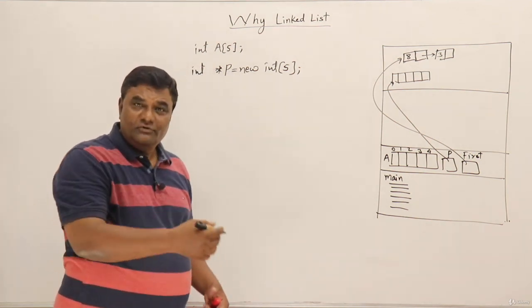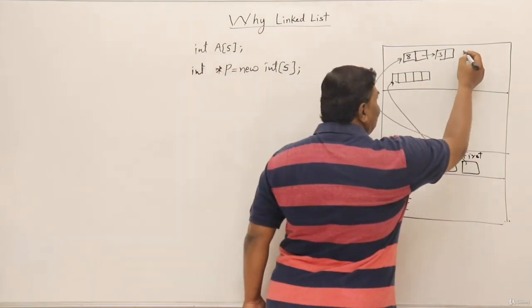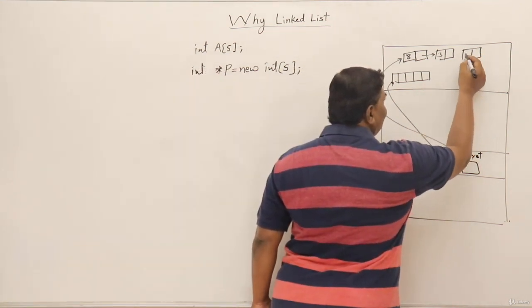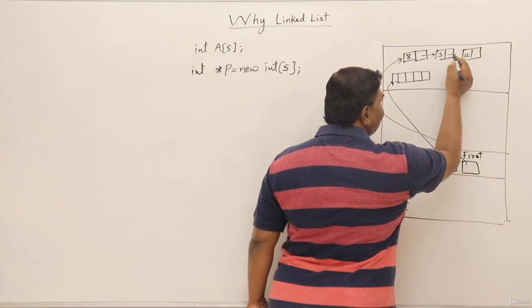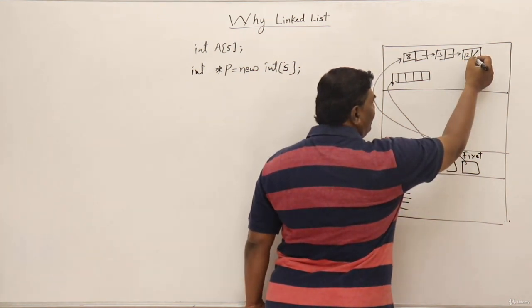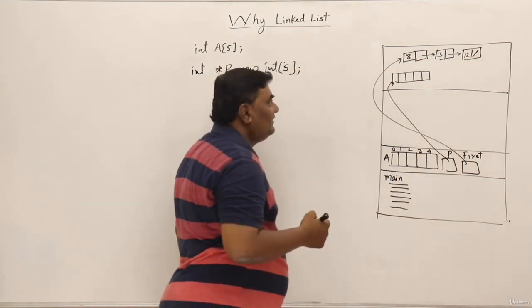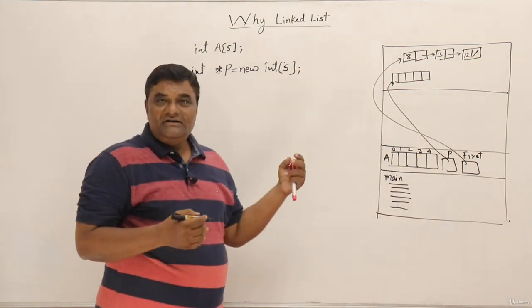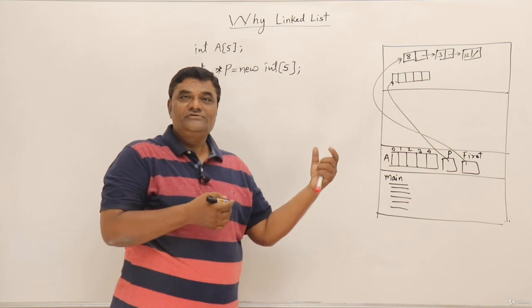The next I have one more element, 12. So again create a node. Node will contain value 12 and the pointer to next. And this pointer will be pointing on this one. So there is no node beyond this one, so let it be null. So I am creating a node whenever I want to store an element.